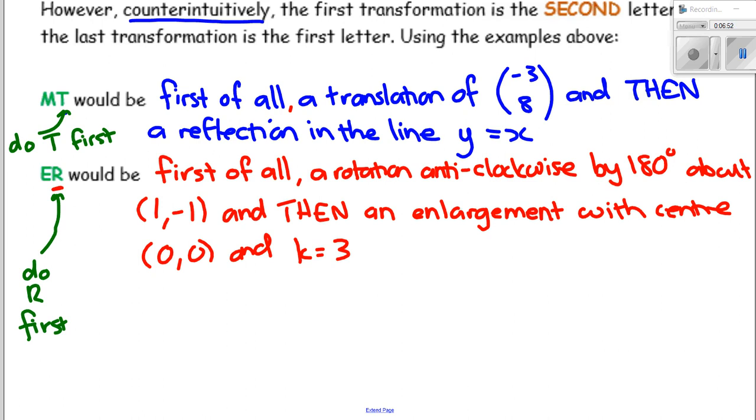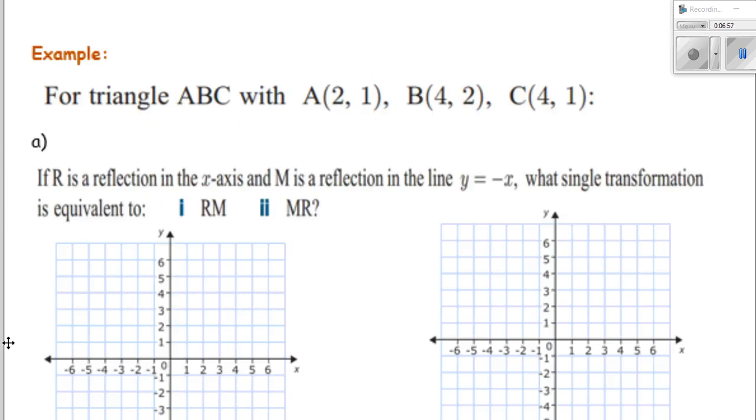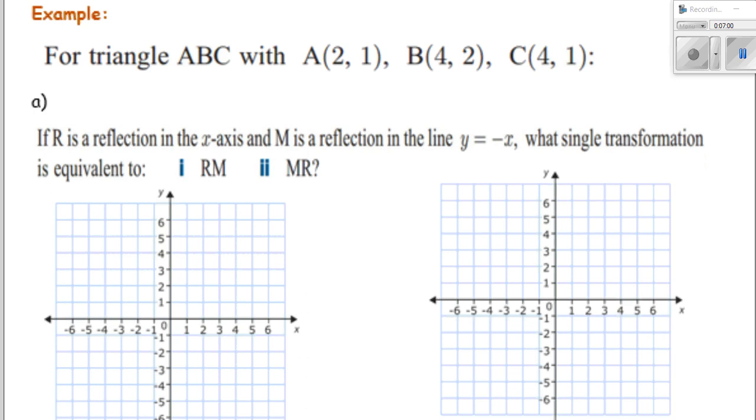Let's go to the next page, if it will let me. Here we go. It's a nice little example.